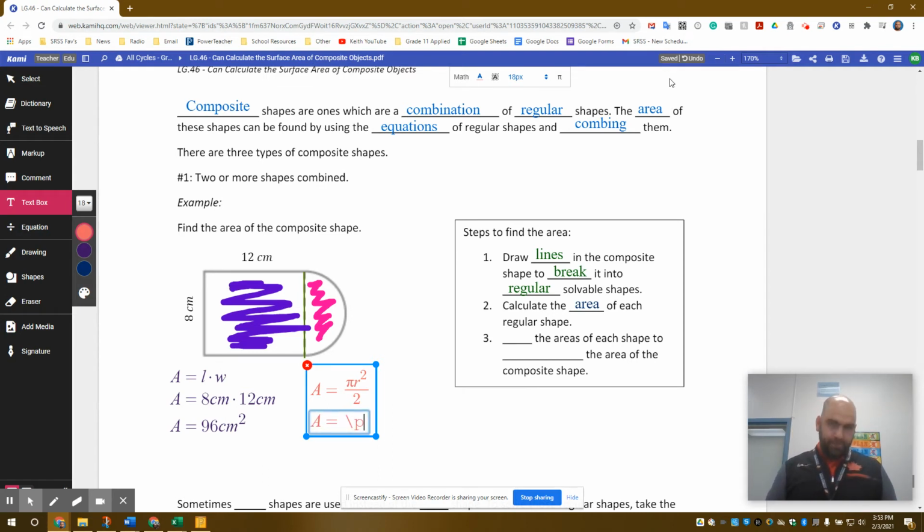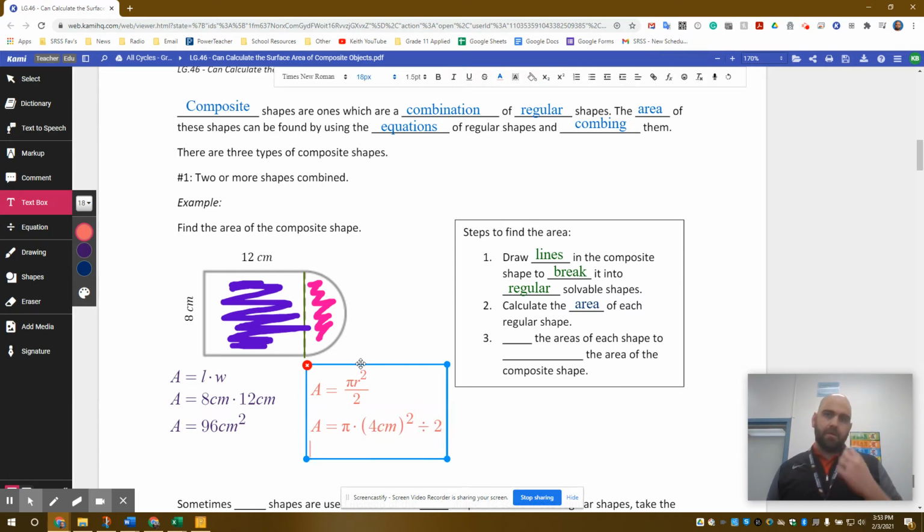We do pi, and then we're going to multiply it by the radius. Now you'll notice that the radius of the semicircle is not given, but we can use other knowledge to determine that if this side here is 8, this side here also has to be 8. So we can transfer that over to this side. That tells us that the radius is in fact 4 centimeters. And here I'll do divide by 2. Again, it works both ways to do that.